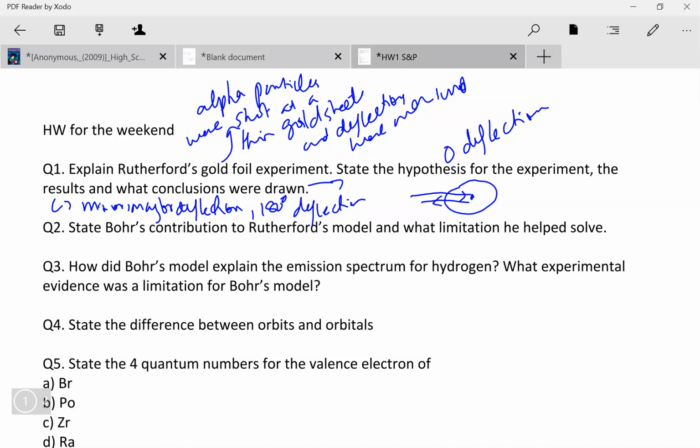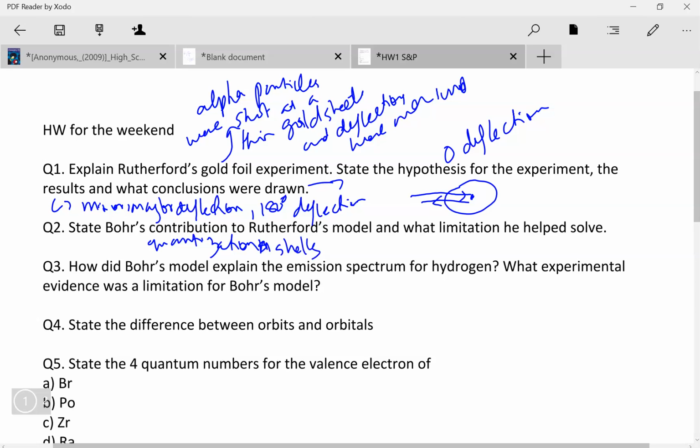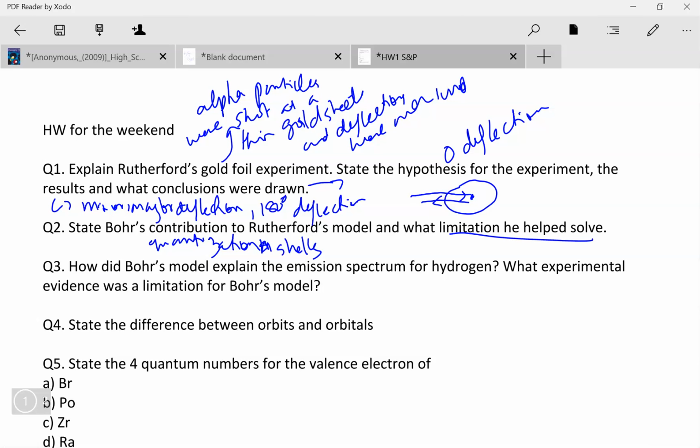State Bohr's contribution to Rutherford's model. Bohr's contribution was basically the quantization of shells. We know that charged accelerating particles continuously emit energy, so the electron, if it was orbiting the nucleus, had to emit energy, and continuously emit energy, and therefore the atom would collapse, but this does not happen.